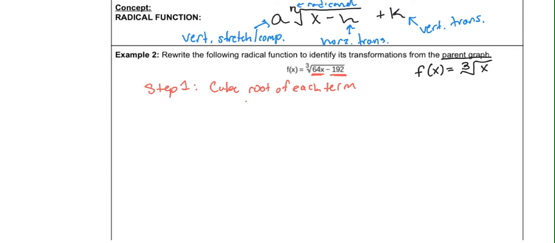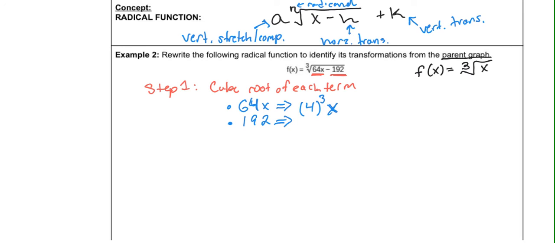Take 64x and 192. Well, 64 is a perfect cube. We can take the cube root of 64 because 4 times 4 times 4 gives us 64. So I'm going to rewrite 64 as 4 cubed, because I'm going to take the cube root of it and take it out of that radical. For x, we can't take the cube root of it because it's just an x, so it's just going to stay as x.